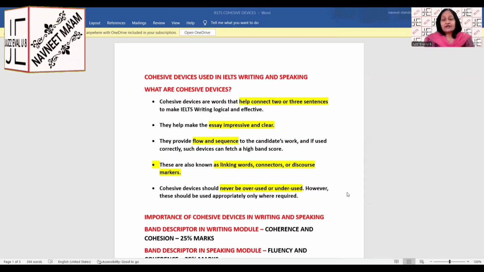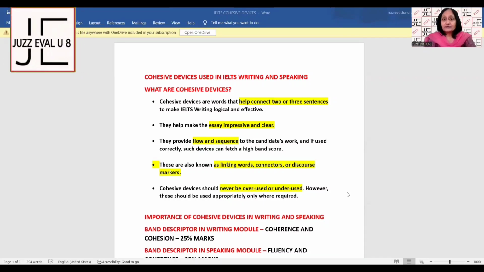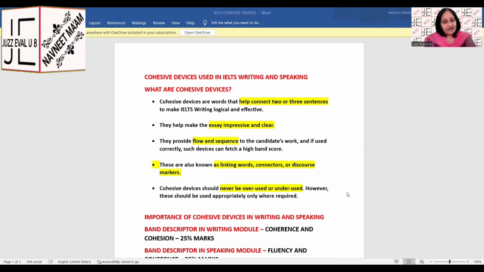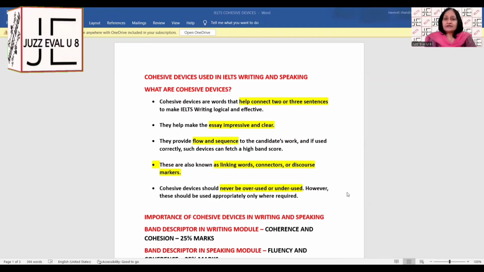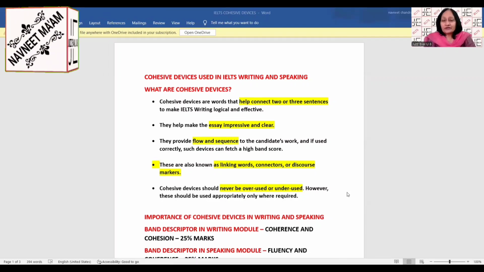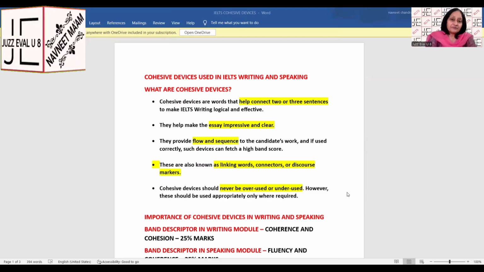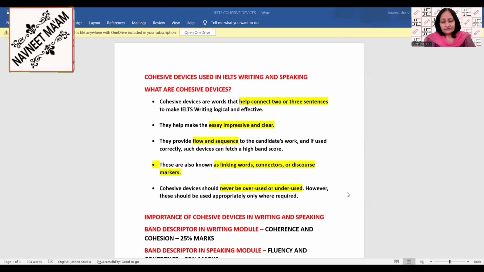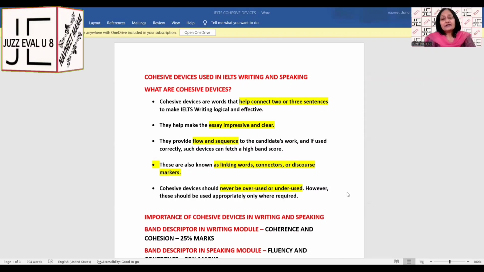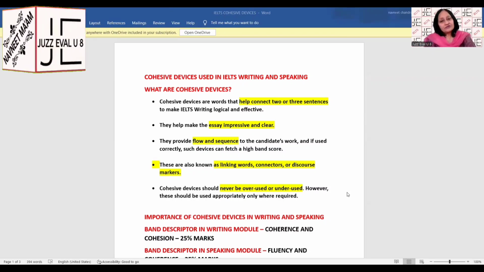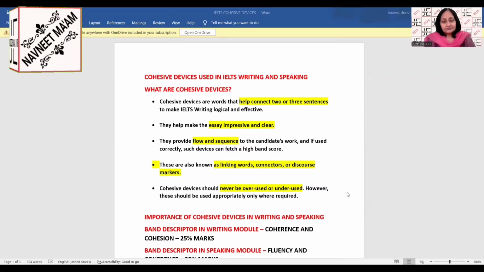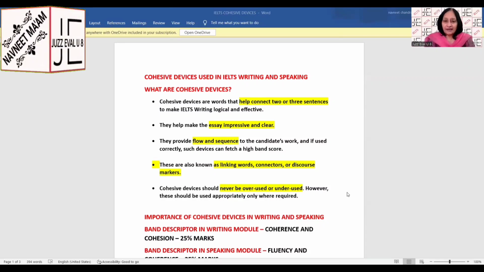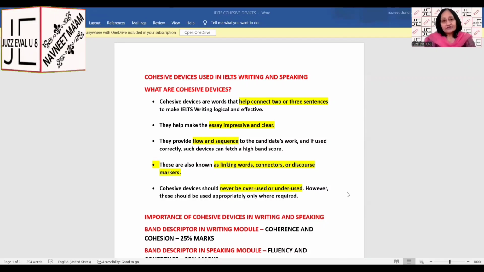Supposing you're writing an essay, you need to use at least 5 to 6 cohesive devices in the entire essay. And they can be easily used: in the introductory paragraph, you can use one. In the two main body paragraphs, you can use two each. And in the last paragraph, the conclusion, you can use one. Because when you use examples in your main paragraphs, that itself is a cohesive device.